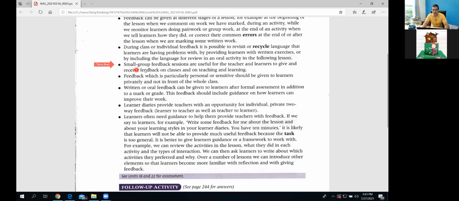Small group feedback sessions are useful for teachers and learners to give and receive feedback on class, teaching and learning. When you give feedback in a small group, a group of 4 or 5 students, they listen attentively to the teacher and understand better as compared to when you give it to the whole class.